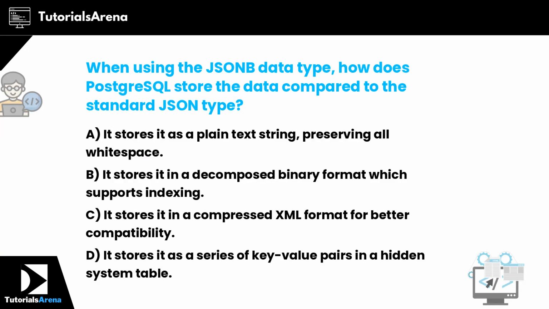When using the JSONB data type, how does PostgreSQL store the data compared to the standard JSON type? The correct answer is option B. It stores it in a decomposed binary format which supports indexing.